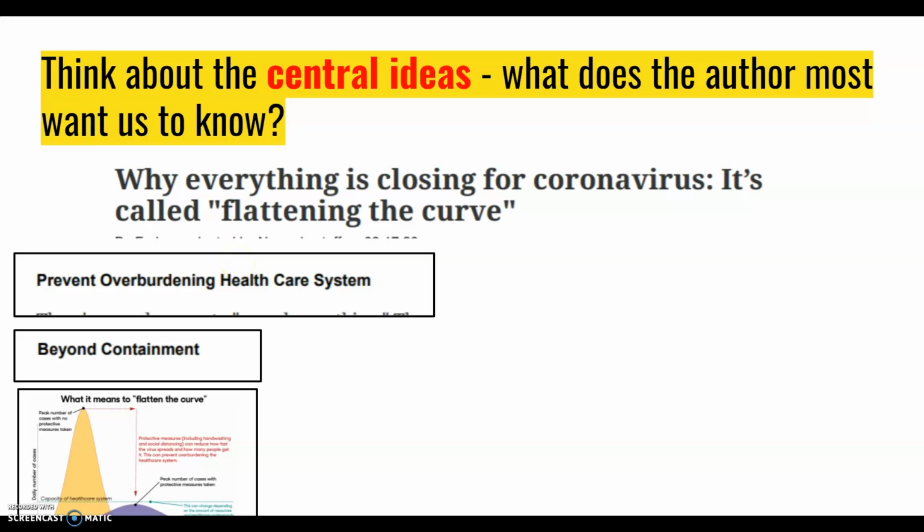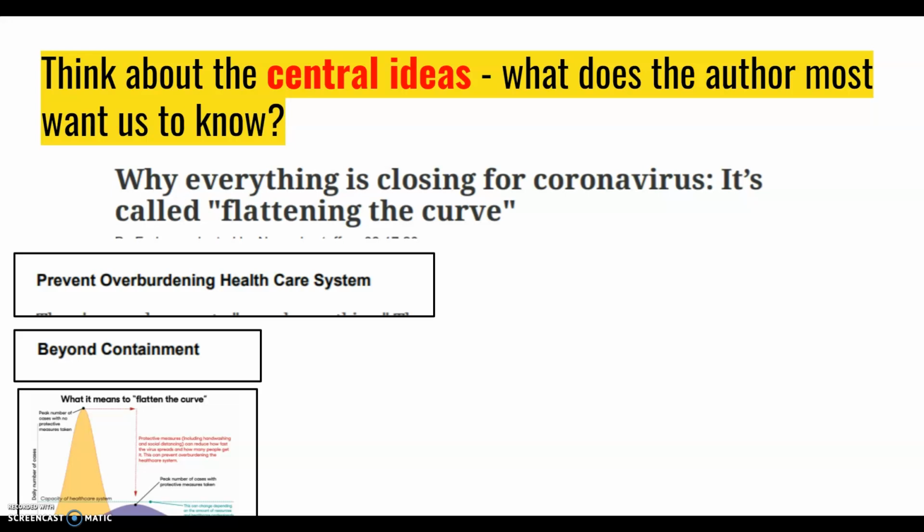After we study the title and make a prediction about the author's purpose, we should return to the subheadings since they hint at the central ideas for each section. When I review the subheadings, I'm thinking, is the author explaining, emphasizing, or persuading the reader with the central ideas in this section? The first subheading, Prevent Overburdening the Healthcare System, reminds me that this section explained that businesses are closing to stop the spread of the virus because our healthcare systems can't handle it.